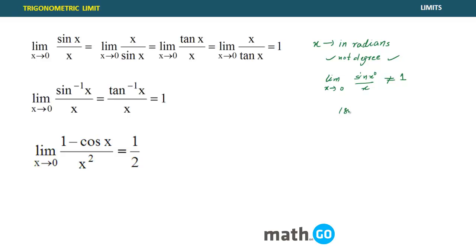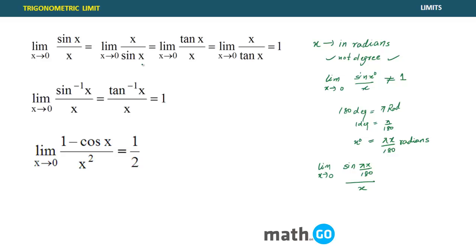So we know that 180 degrees is equal to, we will just use the unitary method, 180 degrees is nothing but, yes, pi radians, right? So 1 degree is what? Pi by 180, and x degrees then would be pi x by 180 radians, right? So this is how you should actually think of this particular question. So this question now will convert to limit x approaching 0 sin(pi x by 180) divided by x.